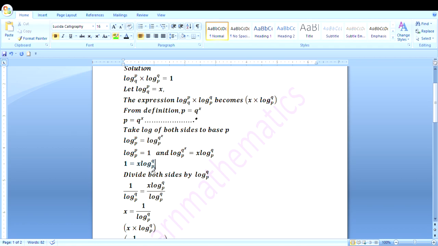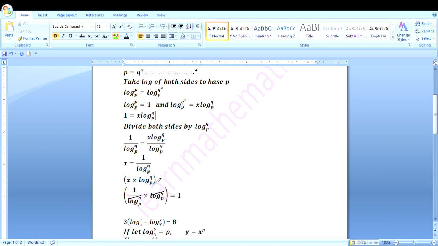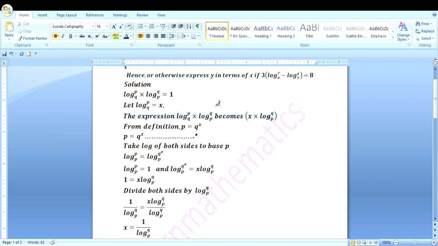So here, for us to obtain X, we are looking for an expression for X by dividing both sides by log Q to base P. This becomes 1 over log Q to base P is equal to X log Q to base P divided by log Q to base P, so that X is equal to 1 over log Q to base P. Here we'll make use of what we call the change of base. It's one of the laws of logarithm, very, very essential.